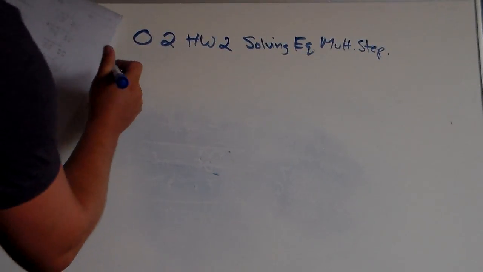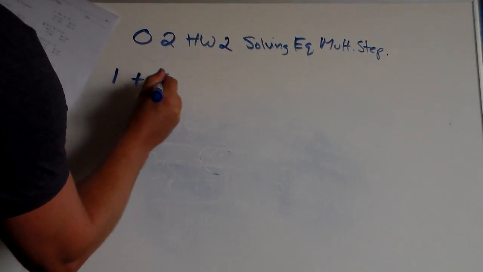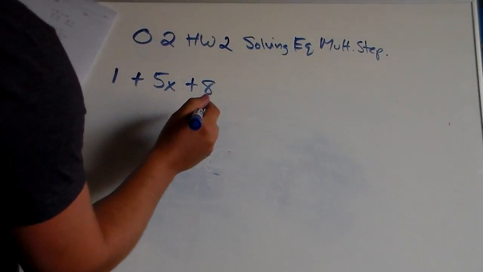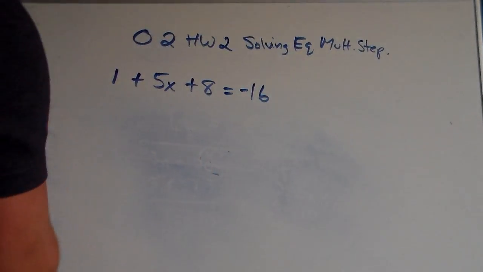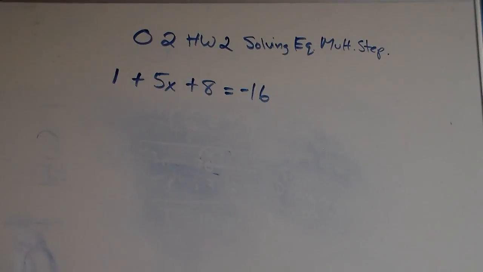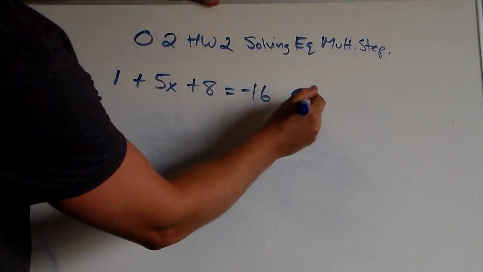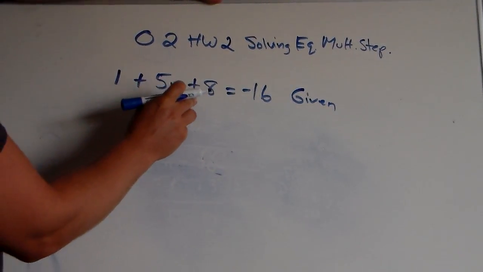And number 9 says 1 plus 5x plus 8 equals negative 16. So what we're going to do, we're going to combine like terms and solve for x. This is what's given to us. 1 plus 5x plus 8.